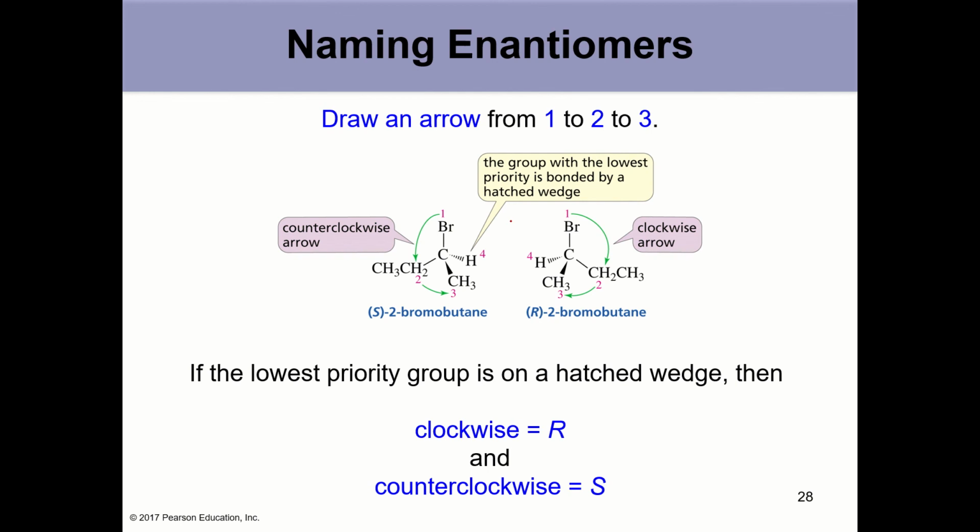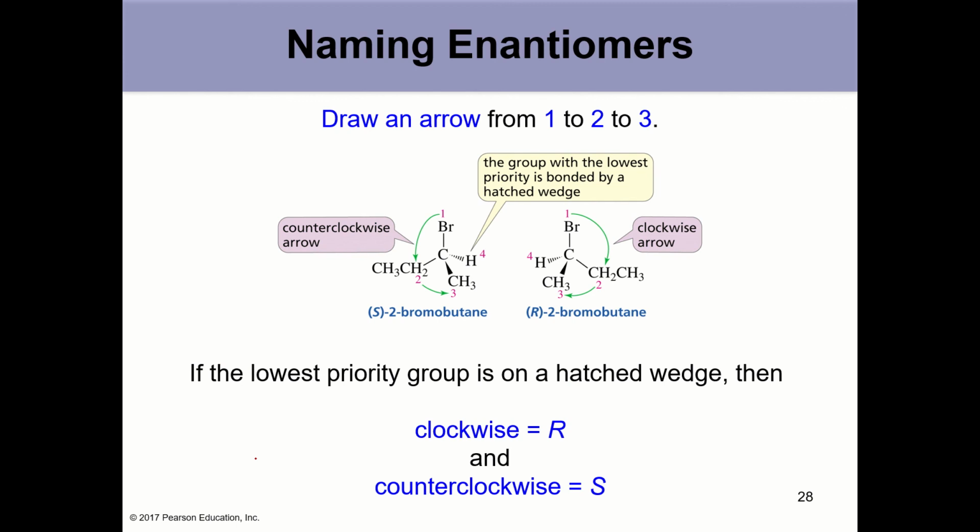I apologize. Completely ignore carbon 4 when you're drawing your arrows. Draw an arrow from 1 to 2 and 2 to 3, and then ignore carbon 4. Okay? Priority 4, the lowest priority group, could be hydrogen, or it could be any other atom, as long as it has a lower atomic number than the previous group. Please don't automatically assume that the lowest priority group will be hydrogen.